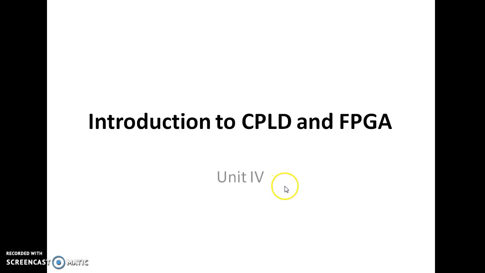Welcome to the lecture on CPLD and FPGA. So this will be the last topic of Unit 4, where you will be discussing introduction to complex PLDs. Complex PLDs are CPLD and FPGAs.